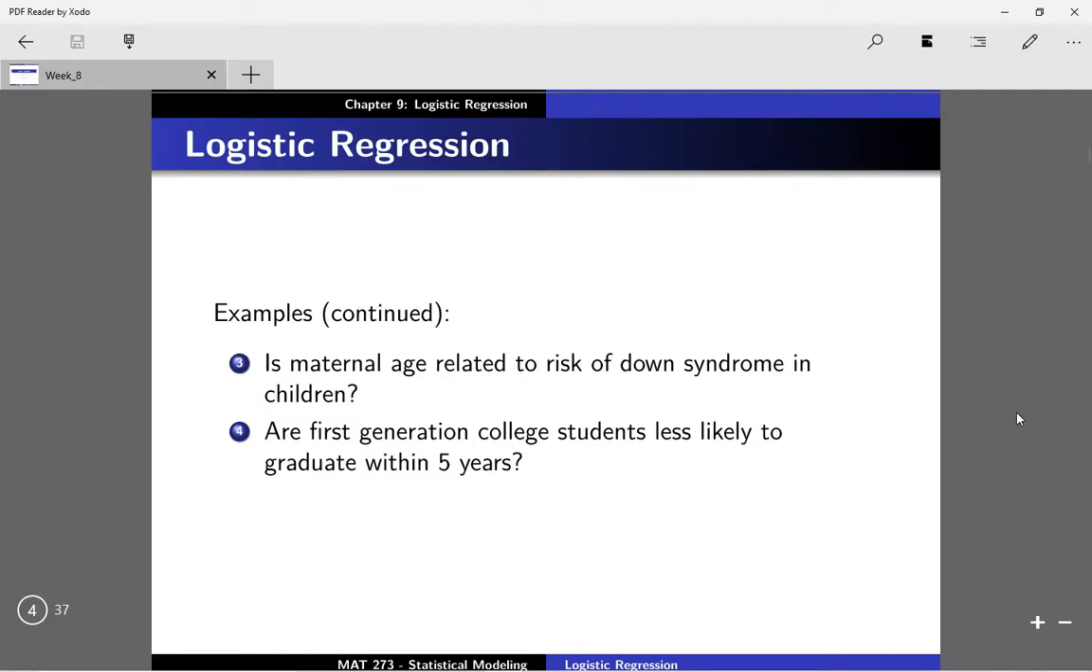Another setting would be if first-generation college students are less likely to graduate within 5 years. In this case, our outcome is whether or not a student graduates within 5 years, yes or no. That's our binary outcome. And our predictor is actually a categorical predictor. Is the student a first-generation college student or not? Did either of their parents go to college? So we can also use categorical predictors in logistic regression to model our categorical response.